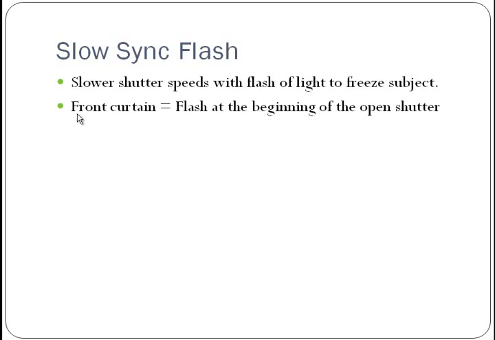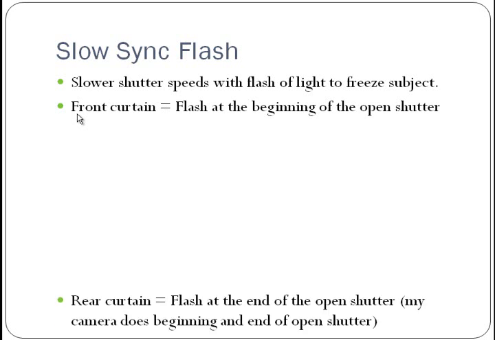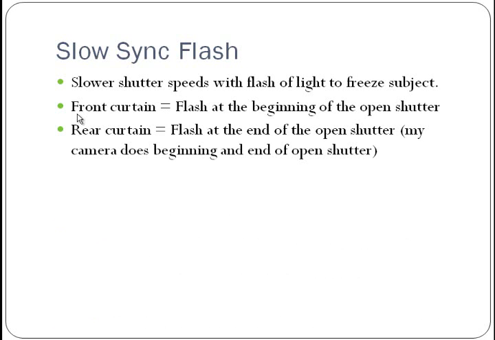Now, on my DSLR, I do have a setting for front curtain and rear curtain. The front curtain makes the flash go off at the open of the shutter, when the shutter opens. So the shutter opens and it flashes, and then your shutter stays open for a long time and closes. A rear curtain, the flash is at the end of the open shutter. Now my camera, I played with it, it actually does it at the beginning and the end. But basically a rear curtain, your shutter opens, it holds for a long time, and then it flashes right before it closes.